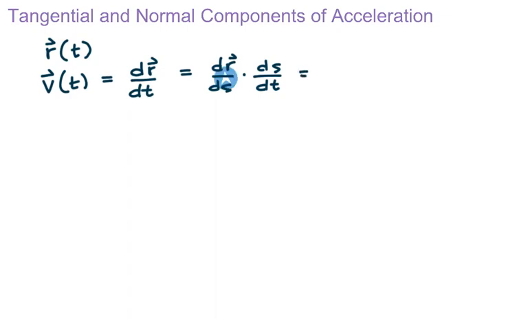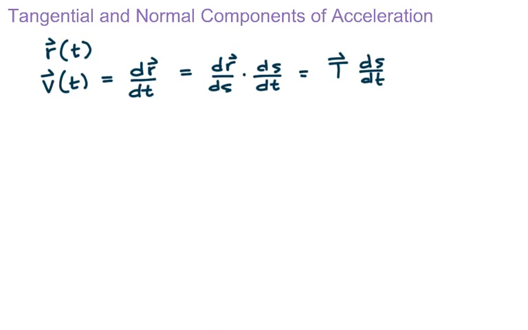And of course, we know the derivative of r with respect to distance s is going to give us our tangent unit vector. And then we'll leave the ds/dt. So right here, this is equal to my tangent unit vector.